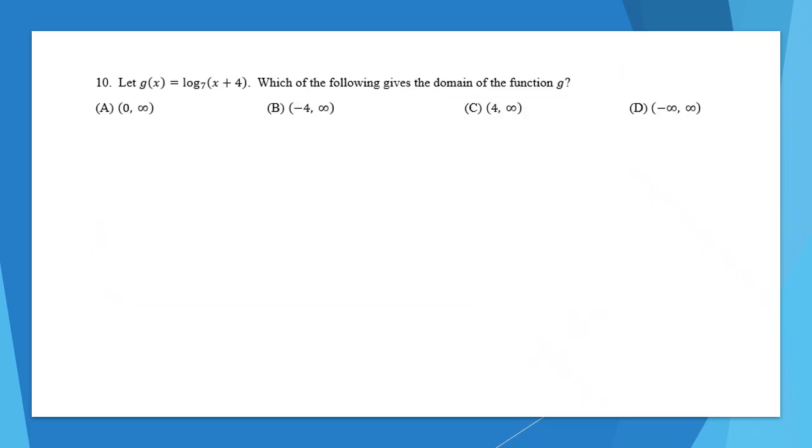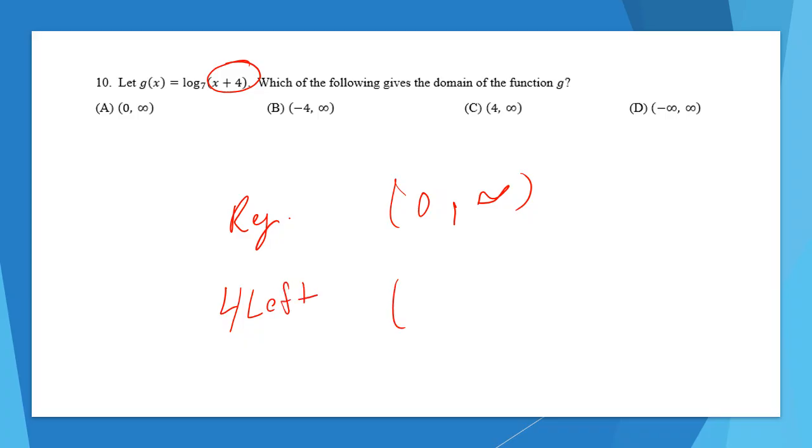Number 10, let g of x equal log base 7 of x plus 4. Which of the following gives the domain? Remember, domain is only going to be impacted by horizontal translations, like that. And so typically it would be from 0 to infinity. That's a regular domain for a log function. However, when we shift this 4 units left, we're going to take the domain and also shift it 4 units left to be -4 to infinity. So any dilation or vertical translation will not impact the domain, simply just horizontal translation.